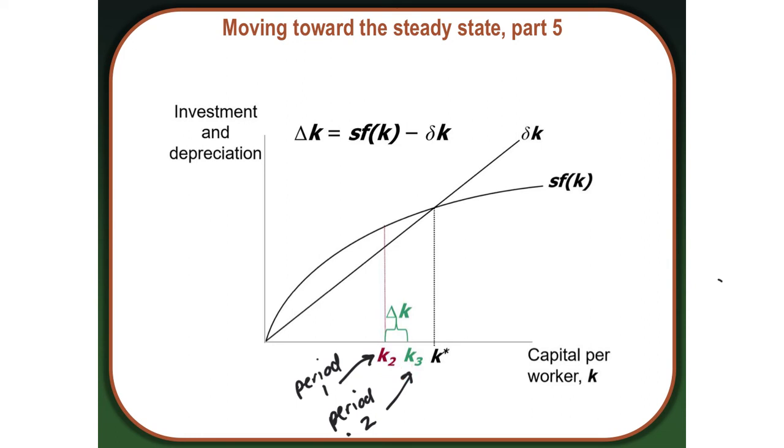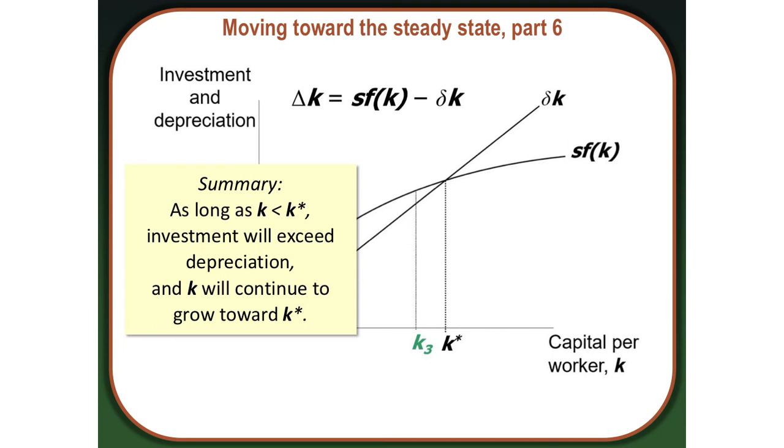So where would we be in period three? We would go up and identify another delta K here. That's the difference between the investment function and depreciation function. We can see that investment still exceeds depreciation. So where would period three be? Well, it would be this K3 value plus this delta K. And that process is going to continue over the course of many periods, and it's going to keep increasing until we get to K star.